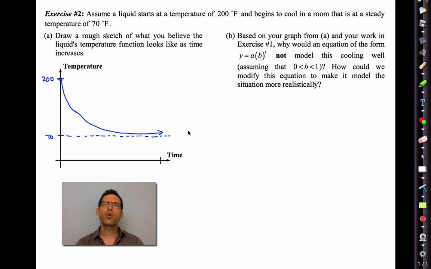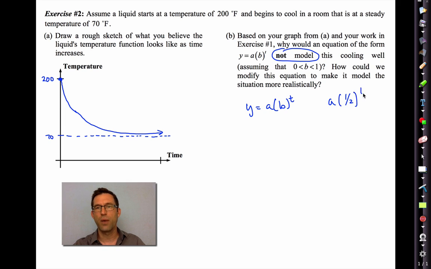Letter B, based on your graph from A and your work from exercise 1, why would an equation of this form, let me write y equals a times b to the t, not model this cooling well, assuming that b is between 0 and 1? So, like let's say we had something like this. Why would this not do a good job? And then how could we modify the equation to make it model the situation more realistically? Think about this.